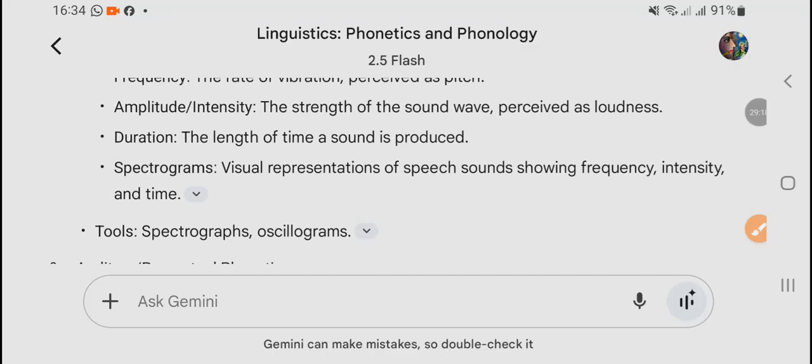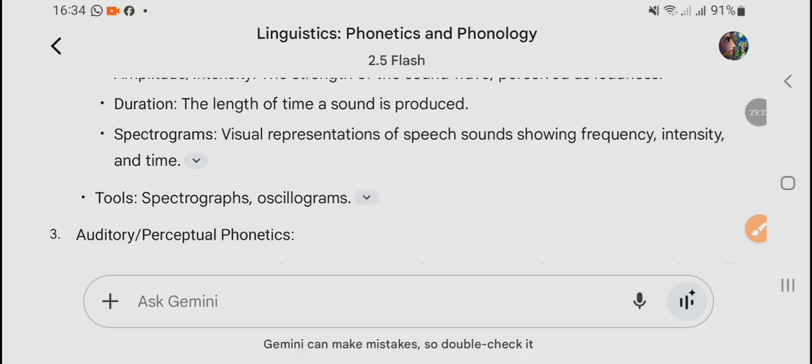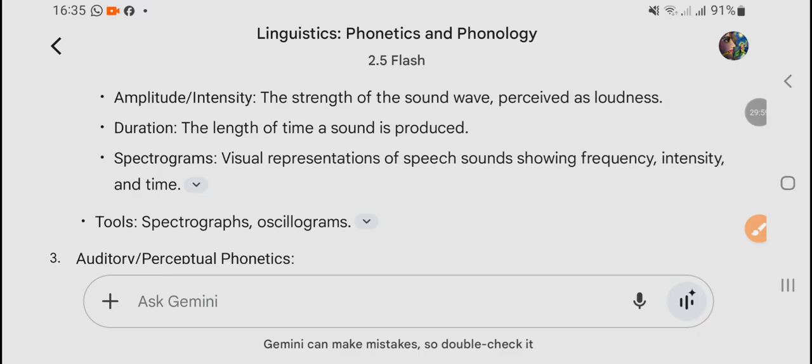Then amplitude or intensity, the strength of the sound wave perceived as loudness, right? Sometimes your parents may ask you, dheere bolo, right? That is because sometimes we speak loudly. Then duration, the length of time a sound is produced. If I say, I am teaching you, that's a duration. And if I say I'm teaching you linguistics, phonetics and phonology, that is not balanced, right? So duration is studied in this acoustic phonetics.